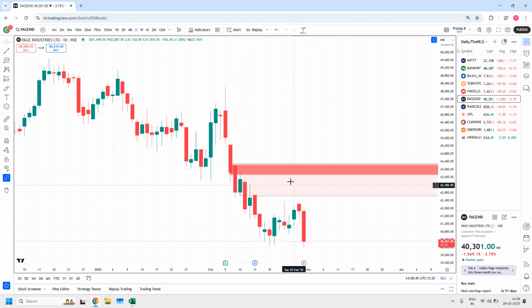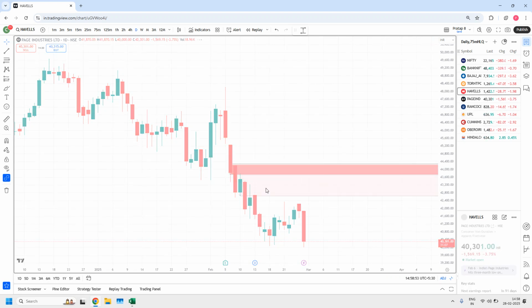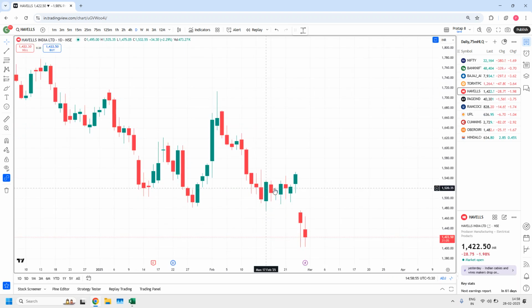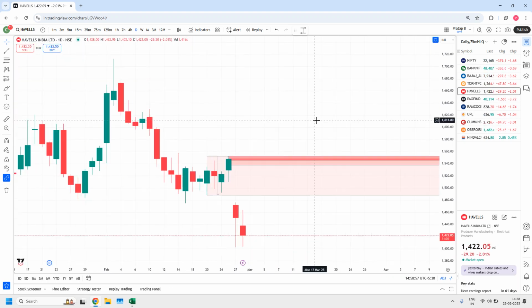Maybe yesterday or day before yesterday. I think 2 or 3 days back we discussed. Anyway, prices did not enter. This is a supply zone. And one more is Havells. This is also daily high liquidity supply zone.